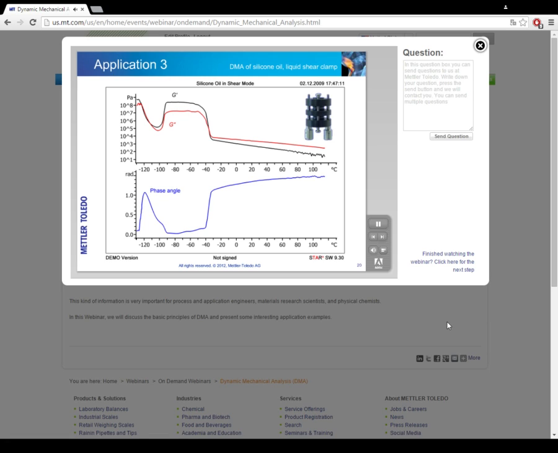The sample is then liquid, and the red curve of the loss modulus G" lies above the black curve of the storage modulus. The storage modulus changes by 7.5 decades.